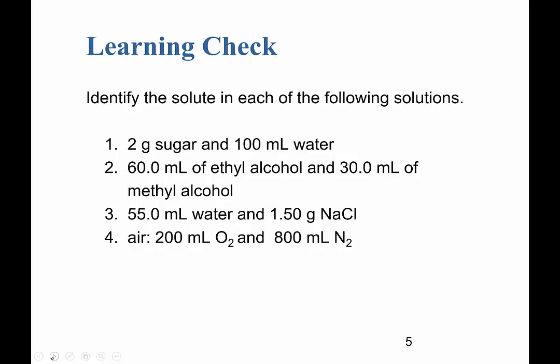So in this case, we want to identify which is the solute and which is the solvent. So I have 2 grams of sugar and 100 milliliters of water. So in that case, the sugar is the less amount, so the sugar would be the solute. In case number 2, I have 60 milliliters of ethyl alcohol and 30 milliliters of methyl alcohol. So in this case, I have the lesser amount, so that would be my solute. You go ahead and look at number 3 and number 4. Pause the video if you need to, and then decide what you think is the solute.